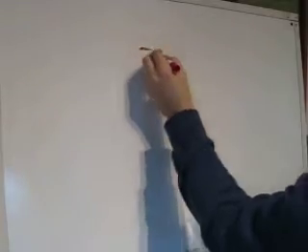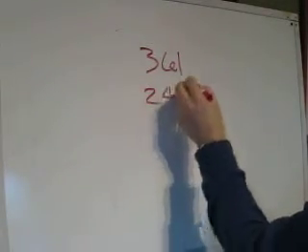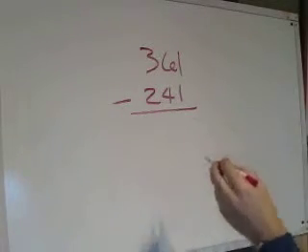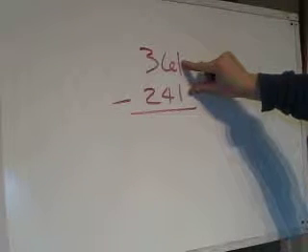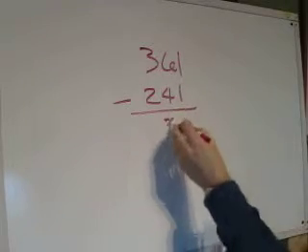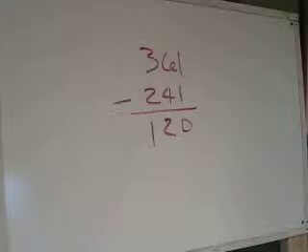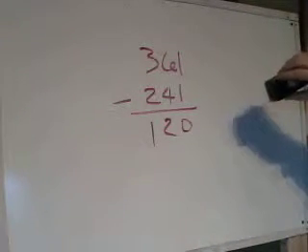First of all, let's start out with something really basic. 361 minus 241. We start subtracting here. What we're going to do is start with the right hand side just like we did with addition, but rather than add we're going to subtract. So 1 minus 1 is 0, 6 minus 4 is 2, 3 minus 2 is 1. So we end up with 120 for an answer there. That's with no borrowing. That makes it real easy when everything is really nice.